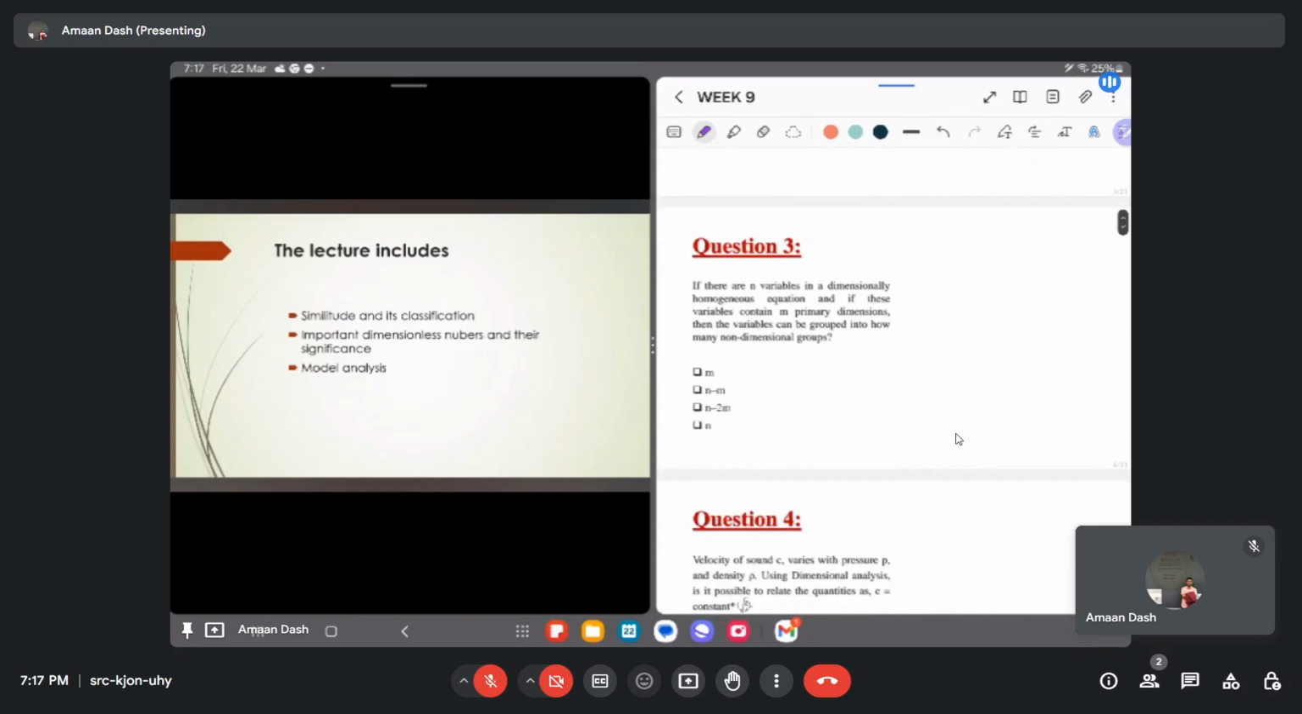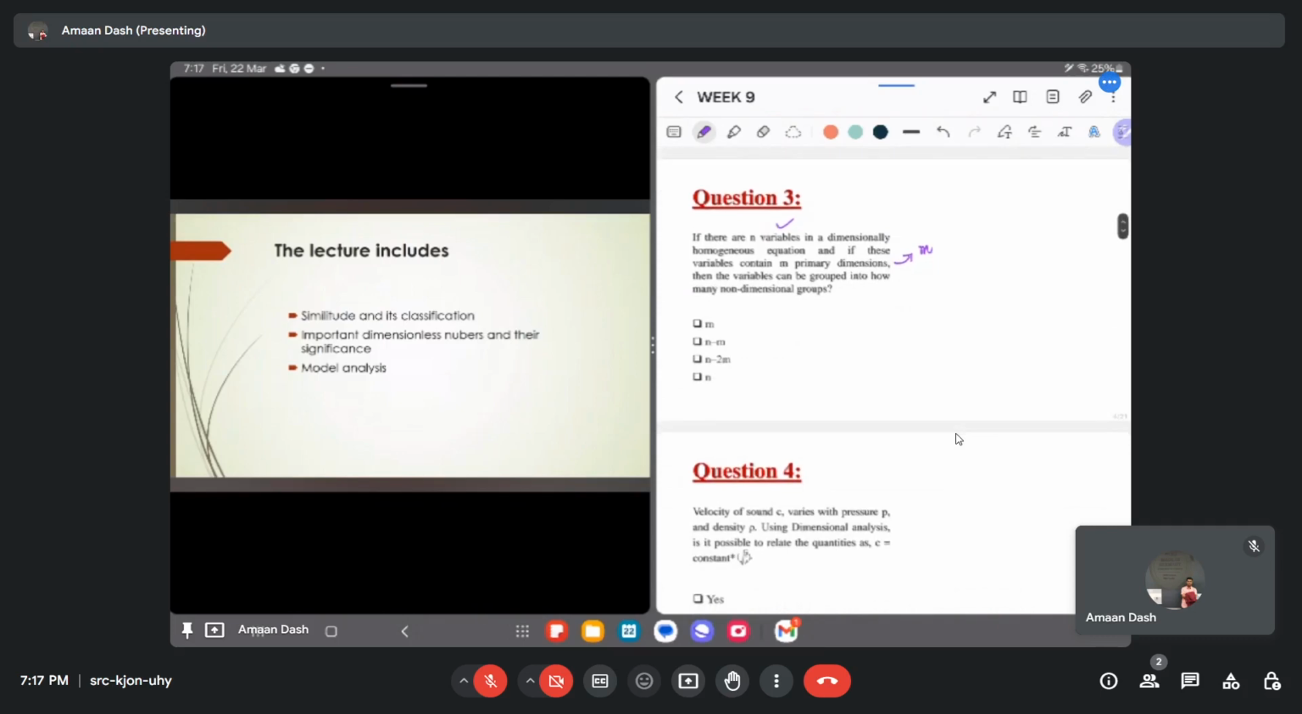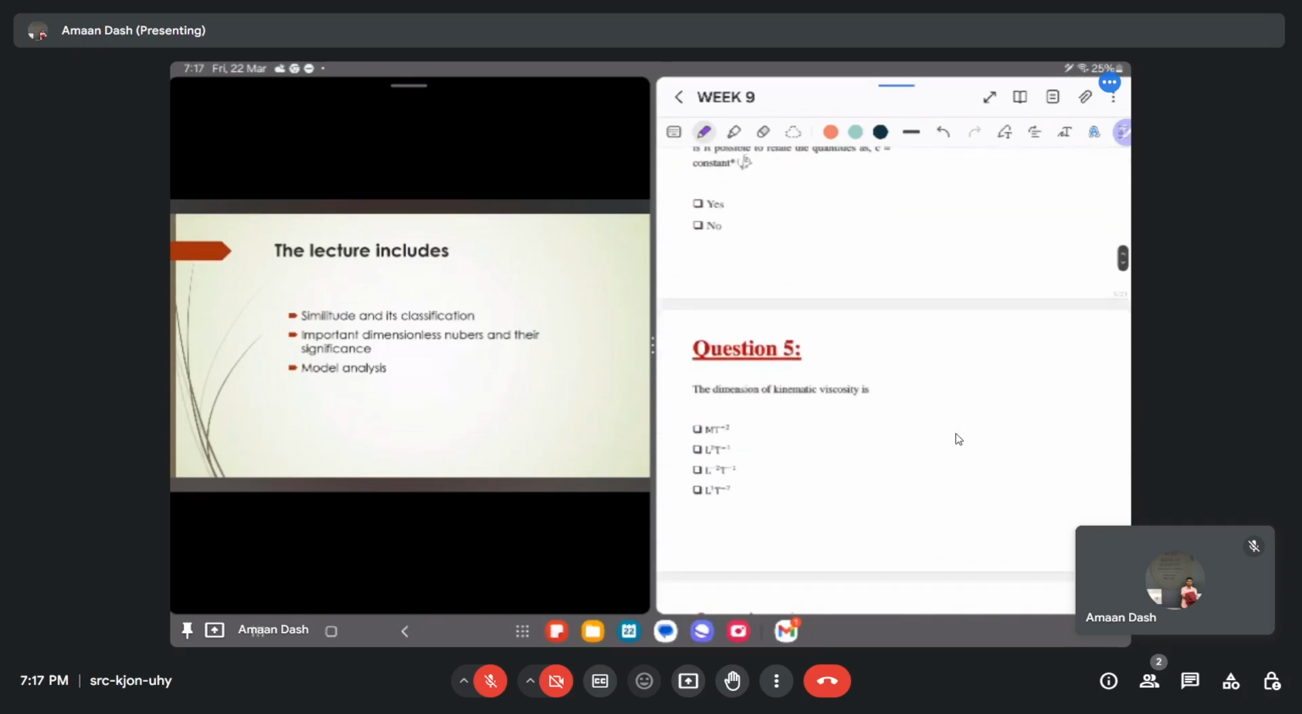Now, if there are n variables in a dimensionally homogeneous equation, and if these variables contain m primary dimensions, then the variables can be grouped into how many? That is n minus m non-dimensional groups.